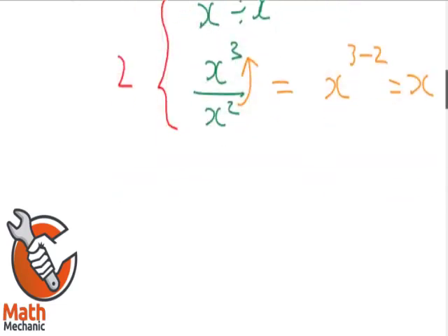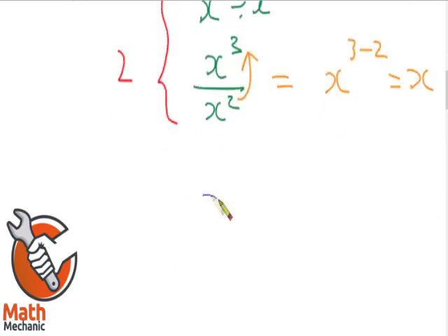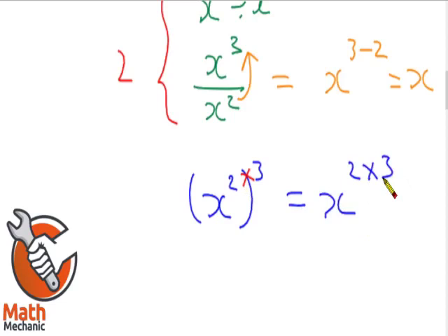Then we have the third exponential law, where you've got something in brackets, and the bracket is raised to an exponent. What you do in a case like this is you just multiply the exponents. So that will then give you x to the power of 2 times by 3. This is the third exponential law.